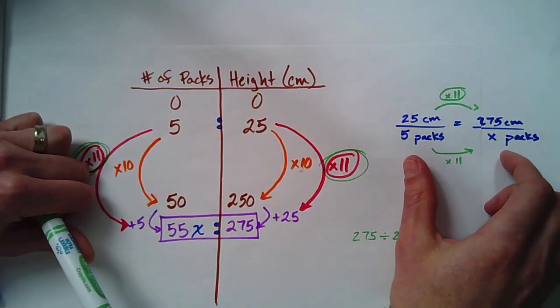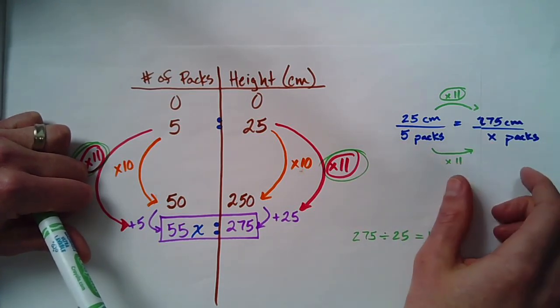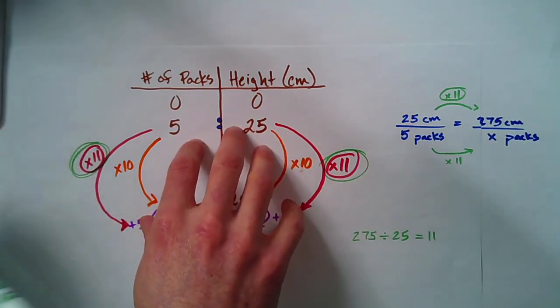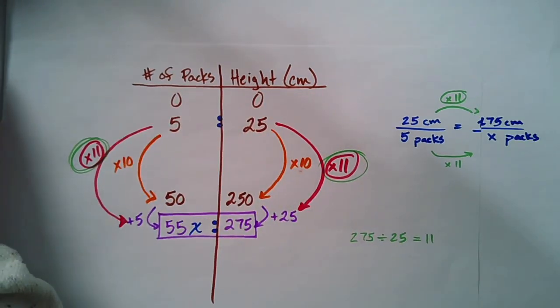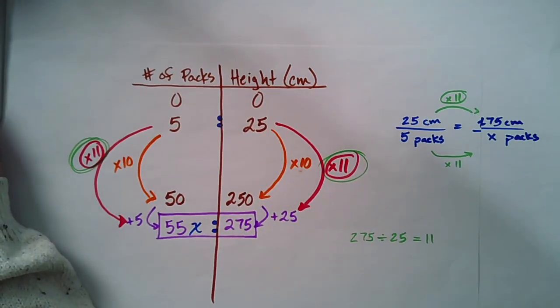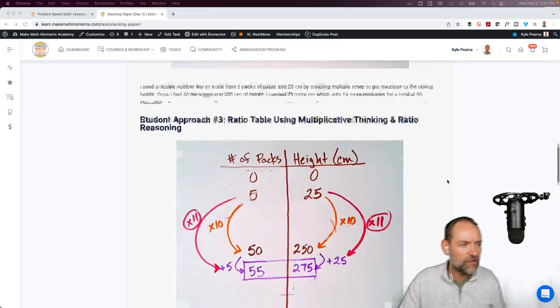So if you're feeling like you have to do this algebraically, then I would argue that you want to make sure students are able to leverage these models, be it the ratio table, the double number line, or even a bar model, like our first solution that we had shared over here in our student thinking.